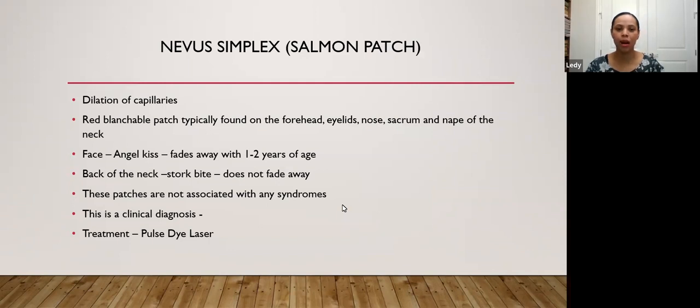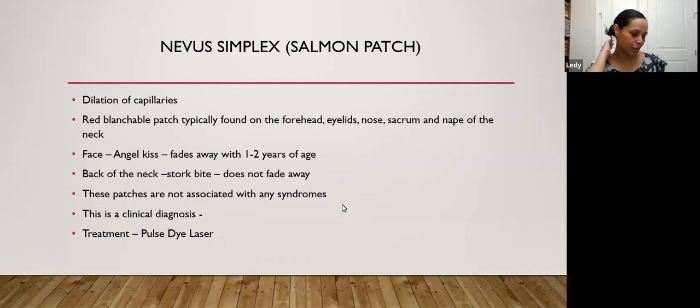Okay, so we're going to talk about Nevus simplex, which is also known as the salmon patch. This is very, very common in children. A lot of babies are born with it. You will see it mostly on the forehead, like a little red patch right here. Sometimes it's on their nose or above their lip. It's called an angioma when you see it on their face.